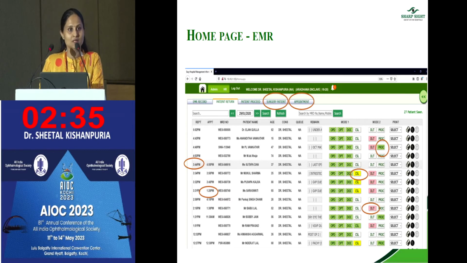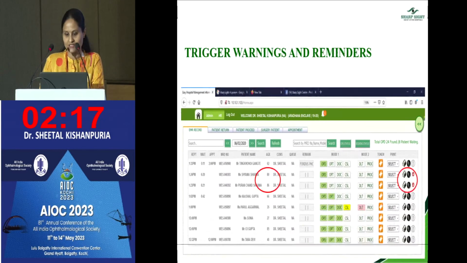It tells us whether the patient has gone for counseling or any surgical procedure. It also tells you the number of surgeries during the day and what your appointments are. It also tells whether the patient is getting dilated or busy somewhere else. So it helps the doctor to have complete control over the patient's status.